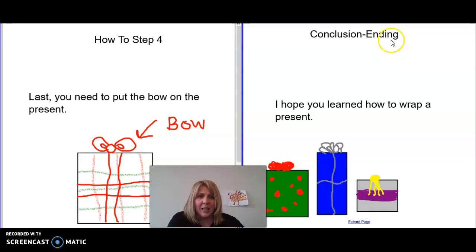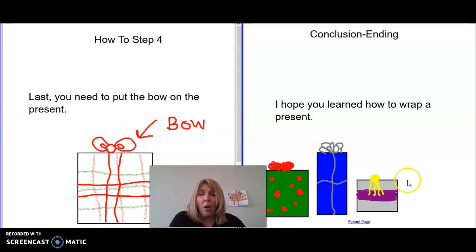Then the very last thing that I need to think about is, do I have a conclusion? That's an ending. So I said, I hope you learned how to wrap a present. Very short, very simple, but it tells the reader that we're ending our story. And then I have a little picture at the bottom that I wanted to use.